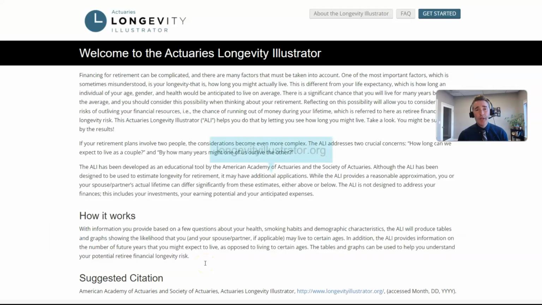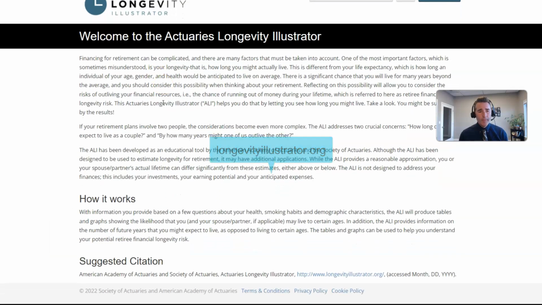Okay, the website that you're going to want to go to is called Longevity.org, and this was developed by the American Academy of Actuaries and the Society of Actuaries, and it's a free tool that you can use to help you understand the probability of how long one person or two people might live in a retirement plan. So using John and Nancy, let's dive into their numbers.